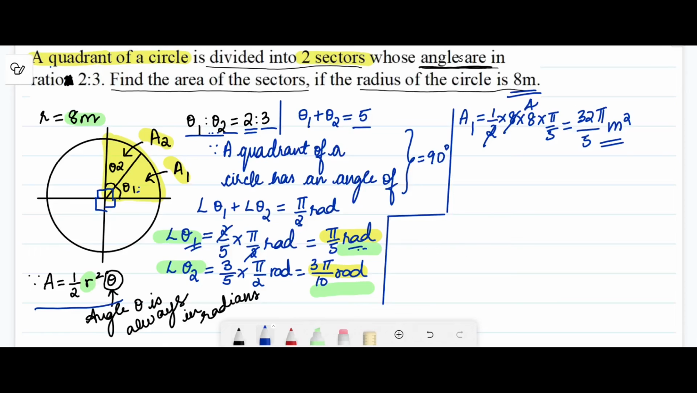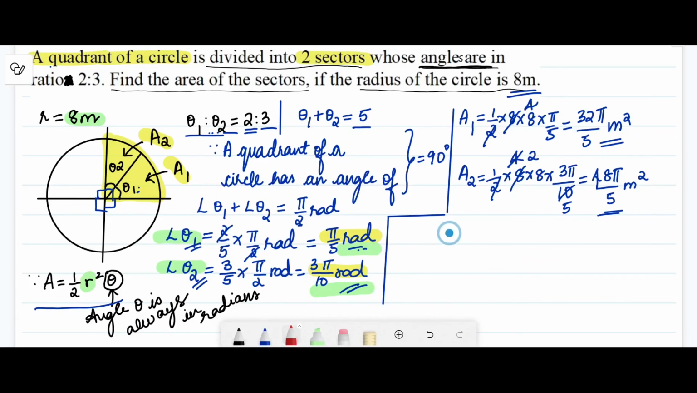Similarly for the second sector, area of second sector is equal to half into 8 into 8 into angle of the second sector, that is theta 2, that is 3 pi by 10 radians. 2 into 4 is 8, 2 into 2 is 4, and 2 into 5 is 10. So we get 48 pi by 5 meter square as the area of the second sector.